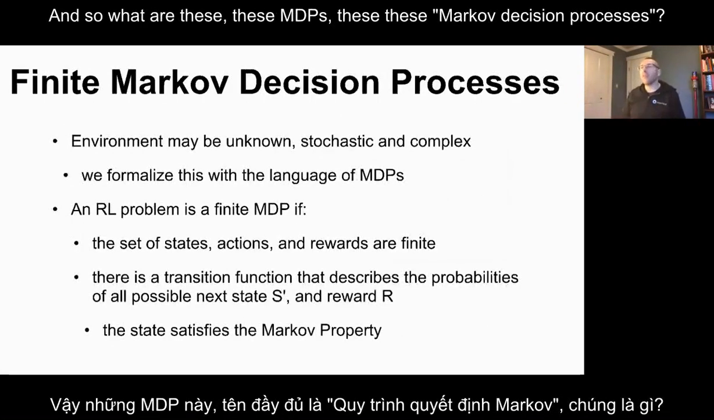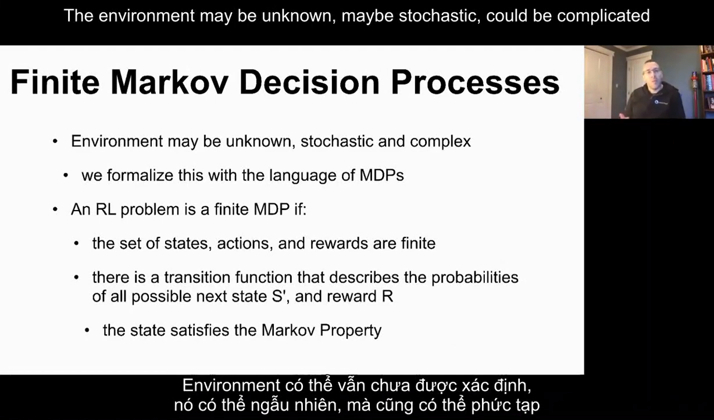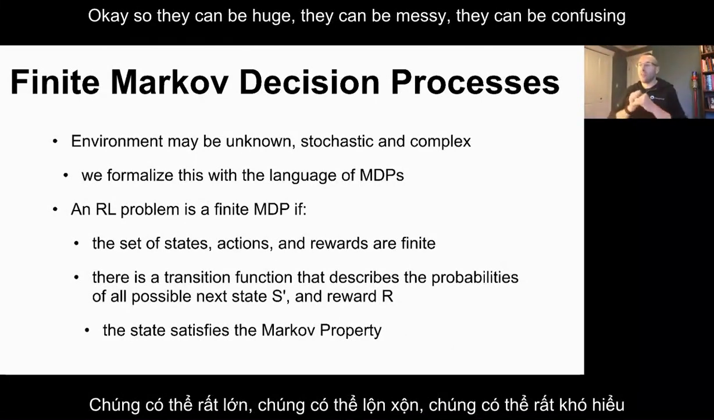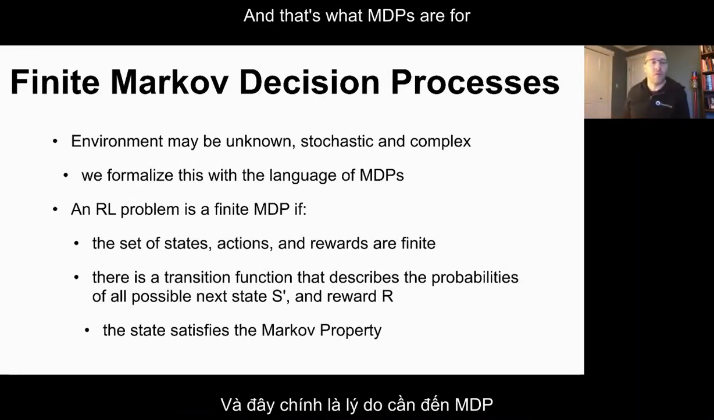And so what are these MDPs, these Markov decision processes? Well, if the environment may be unknown, may be stochastic, could be complicated, the MDP formalism can express all kinds of environments like this, okay? So they can be huge, they can be messy, they can be confusing, and that's what MDPs are for.